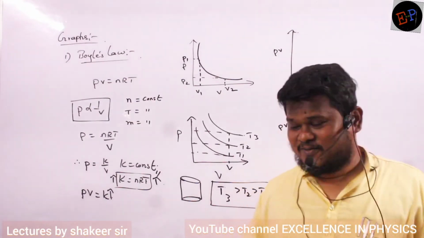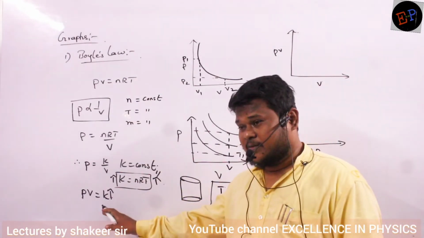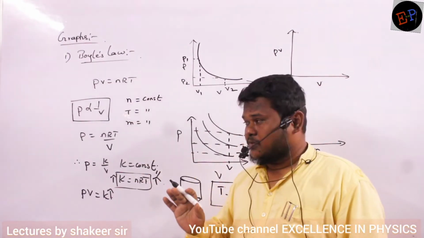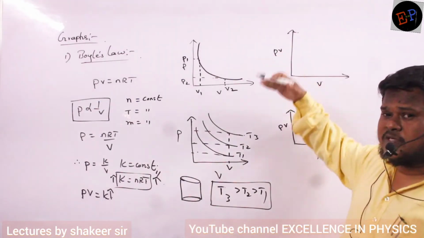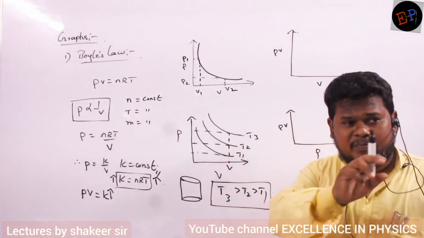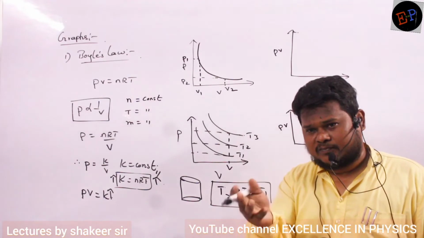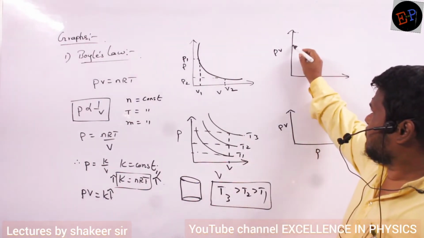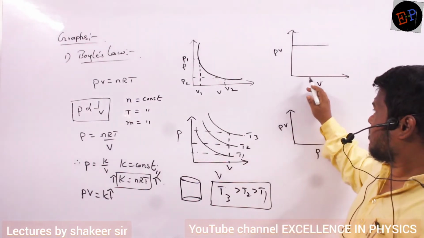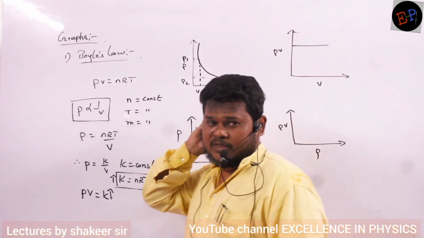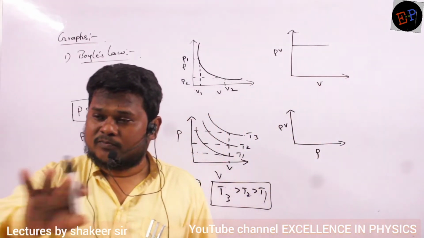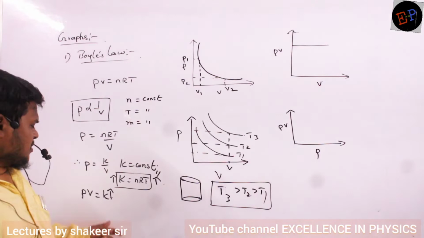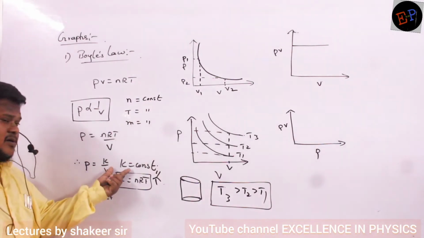PV is a constant, no? PV is a constant. So, if volume increases, pressure will decrease. But whatever it may be, product of PV will not change, no? So, therefore, graph will be a straight line. So, whatever may be the increase in volume, product of pressure into volume is not going to change, because product of pressure into volume is a constant.